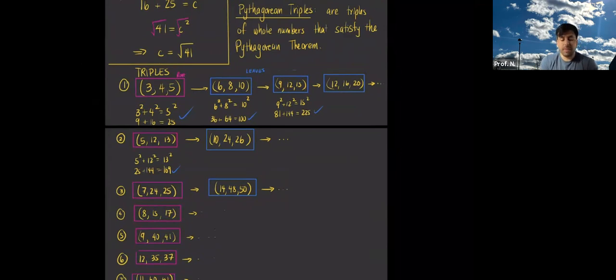Okay, so we discussed the Pythagorean theorem, we discussed right triangles, we discussed trig ratios, sine, cosine, tangent, and the reciprocal trig ratios, cosecant, secant, and cotangent. We discussed Pythagorean triples, which pertain to right triangles.